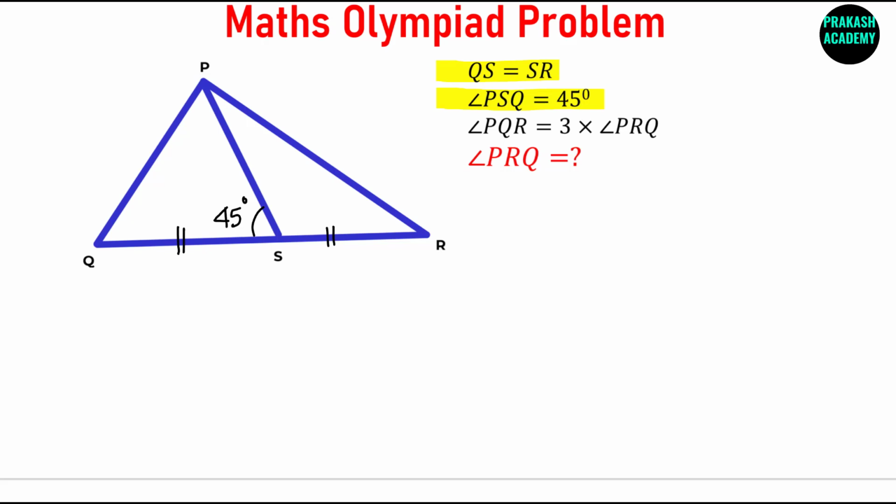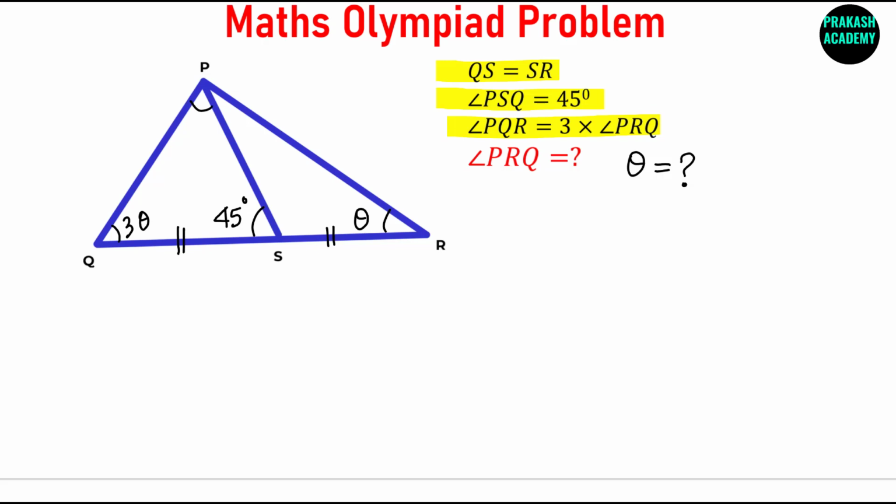Next we have, that is angle PQR is 3 times PRQ. So let us say PRQ, let us call this angle theta. Then angle PQR, that is this angle, will be 3 theta. Now we have to find the value of PRQ, which is theta. So what is the value of theta?